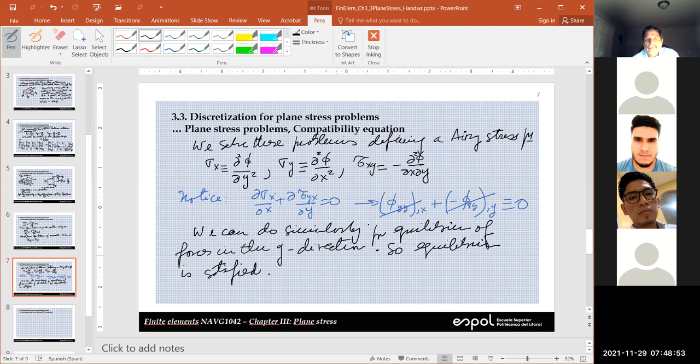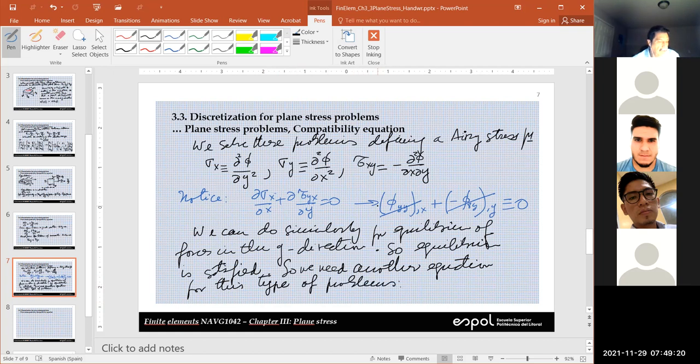So if equilibrium is satisfied with this, we need another equation to solve. We need another equation for this type of problems. And these are the compatibility equations, which are going to be deduced now. Okay, it's quite simple.